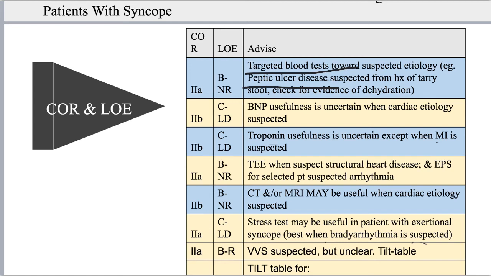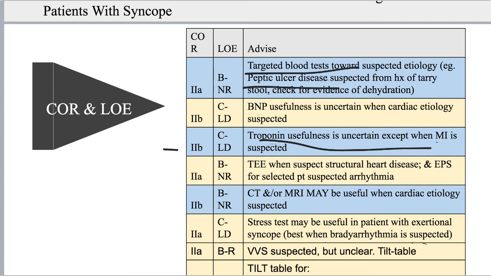But this level B evidence says do not just throw labs at somebody, use targeted labs. Looking down here, troponin is useful only when you suspect an MI. Otherwise, you're going to find yourself trending troponins on somebody that has AFib, for example, and you're giving yourself more work than what you need.